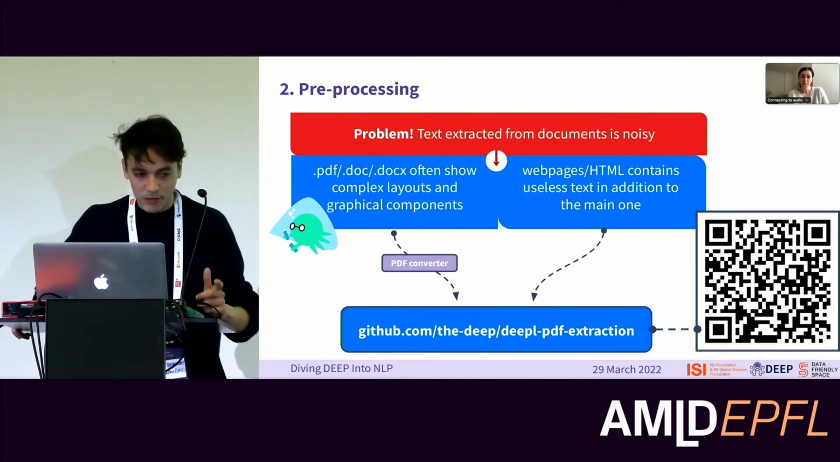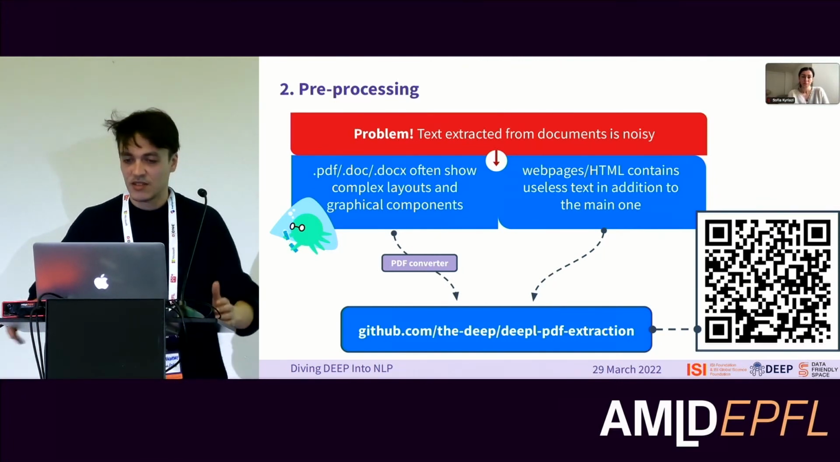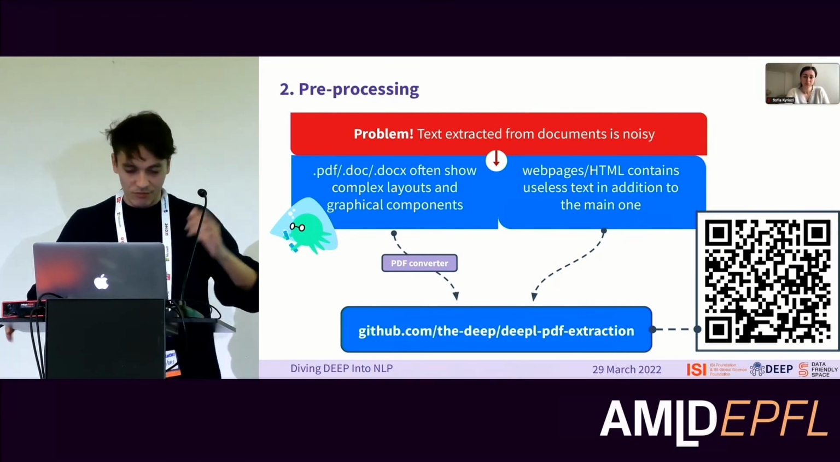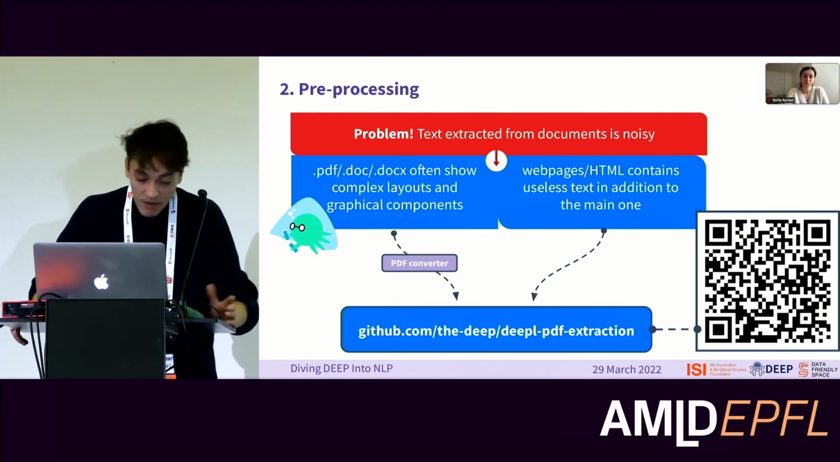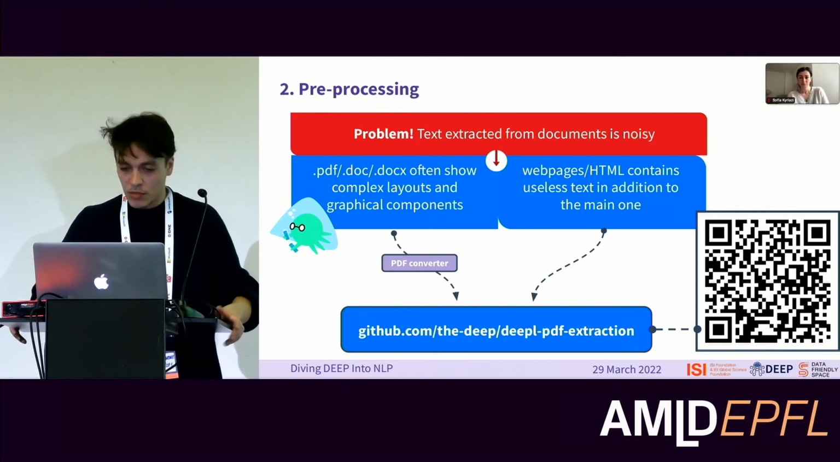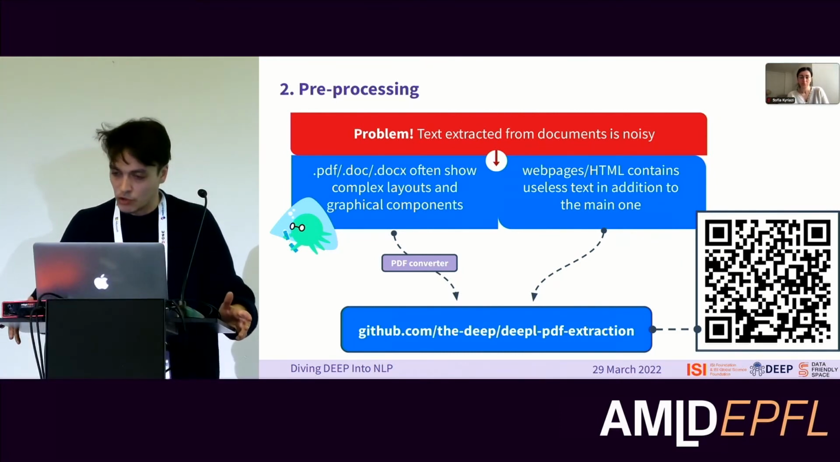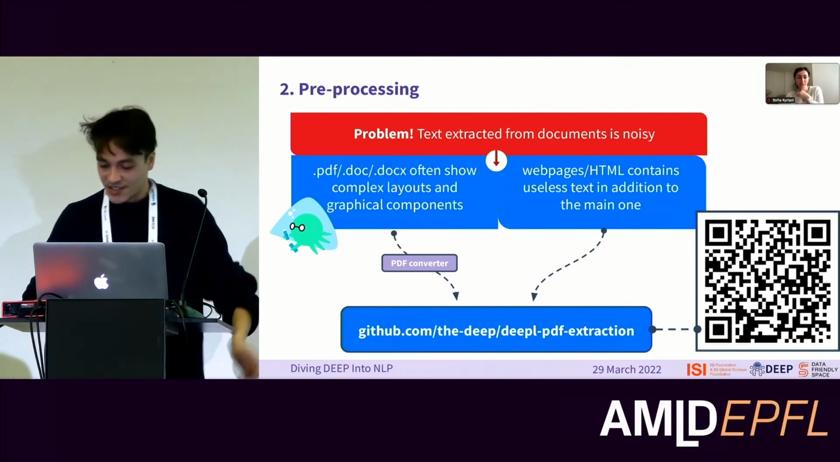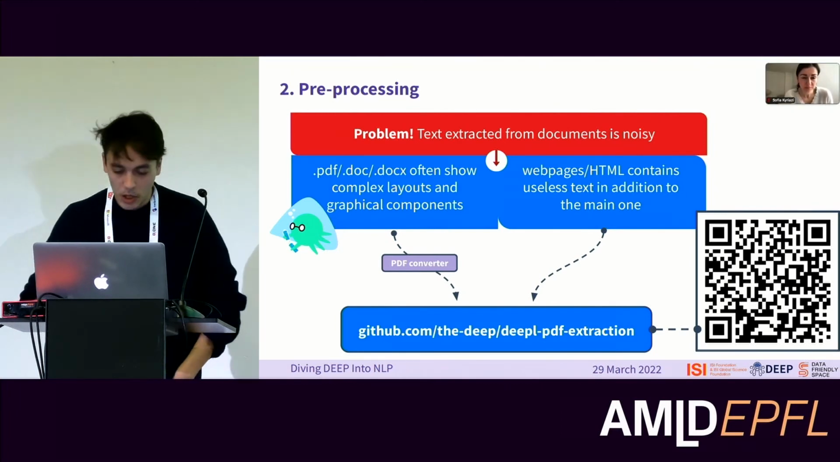Maybe the only thing that you can extract and be sure to extract is the title. But then inside the raw text of the web page, in addition, there is a lot of useless text, like advertisements, menus, etc. So we developed an open source library, a PDF text extraction tool. You can scan the library from this QR code.